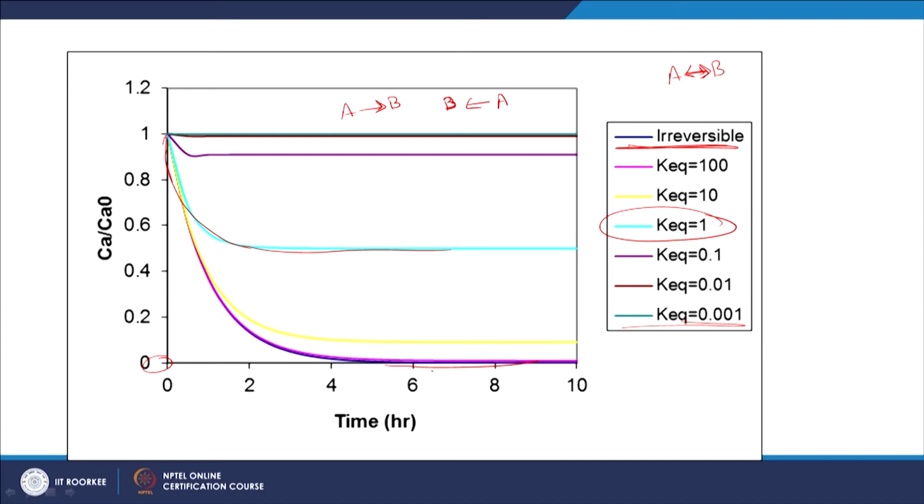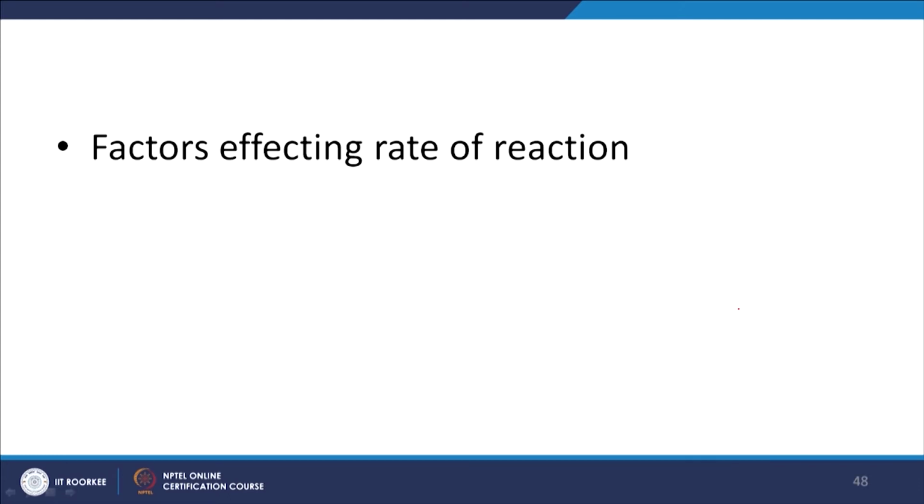So what does this mean? Any A that transforms to B is immediately transformed to A again. That is why you more or less see that the concentration of A is constant throughout. So that is at the other end of the spectrum. Anyway, we will move on to our next set of slides.